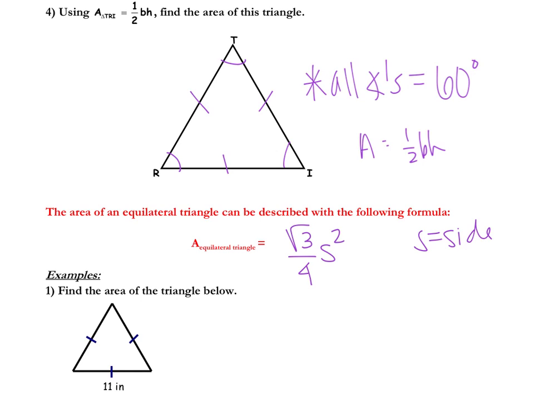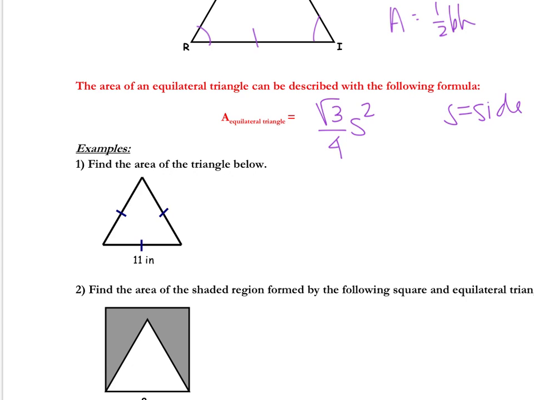I haven't graded the quizzes all the way, just part of them is knowing our formulas. So here's another one to add on to it. If we look at the example, we know this is an equilateral triangle because all the sides are congruent. So s equals 11.